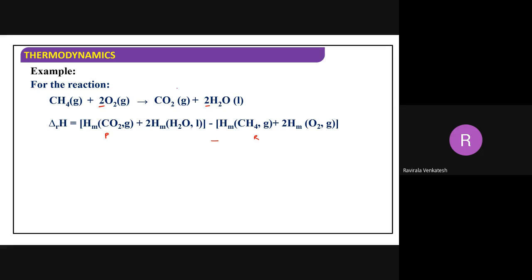Now there are many products, so we have to take all the products. Enthalpy of carbon dioxide plus 2 into enthalpy of water on the product side, minus enthalpy of reactants. What are they? Methane is there, 2 moles of oxygen. Therefore enthalpy of methane plus enthalpy of oxygen. So here you will get like this.